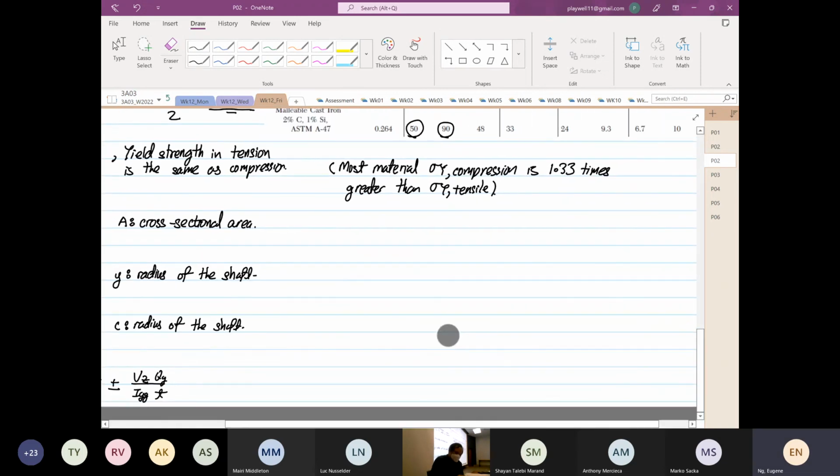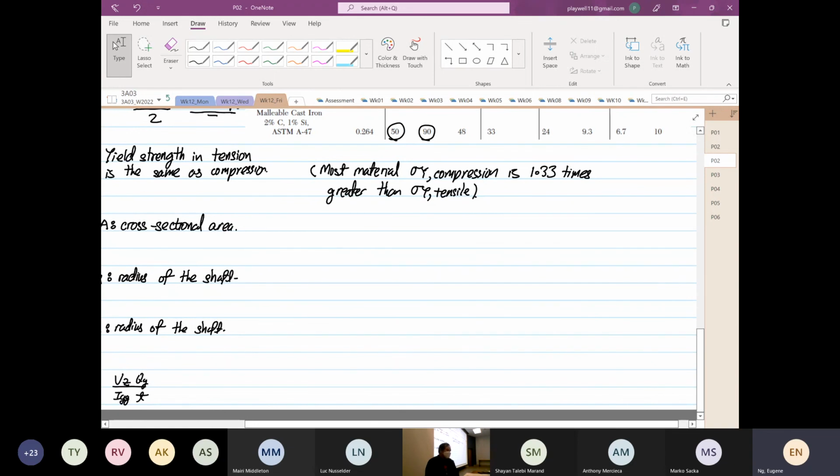So the next thing we are going to do, we'll come back and do failure analysis, like what I've done on the shaft. Okay, I'll see you guys in an hour's time or less.